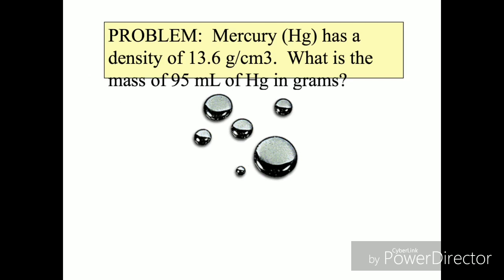Let's try and solve this problem together. The first step we should do is write out our density formula. I like to make a table of variables. Read through the question, I'll identify the numbers given and what variable they correspond with. So we begin with the density of mercury is 13.6 grams per cubic centimeter. So my density is 13.6. And it asks us what is the mass of 95 milliliters. Milliliters is a volume.